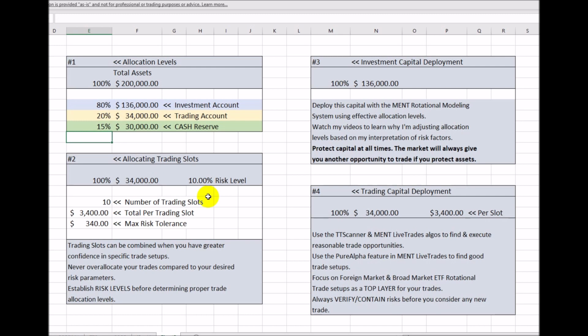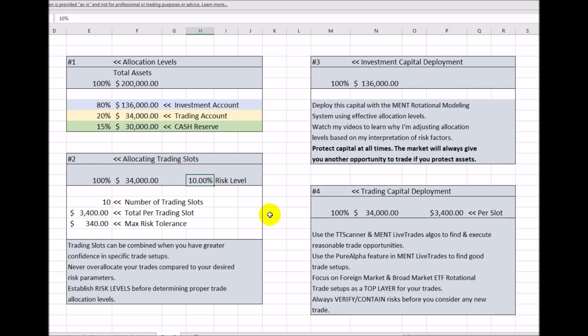And what that's going to do, ladies and gentlemen, is put you in a scenario like this, where you'll be able to trade $3,400, $340 risk with a 10% risk level, and you still would have the ability to be effectively protected, move your capital in and out of the markets very efficiently, and your trading would be done by allocating trades using either your own research, your own resources, or my TT scanner, hot lists, or my Mint live trades algorithms.